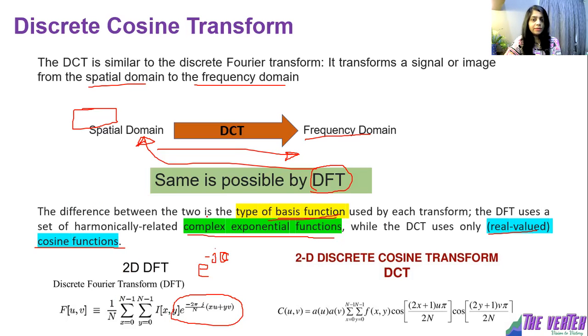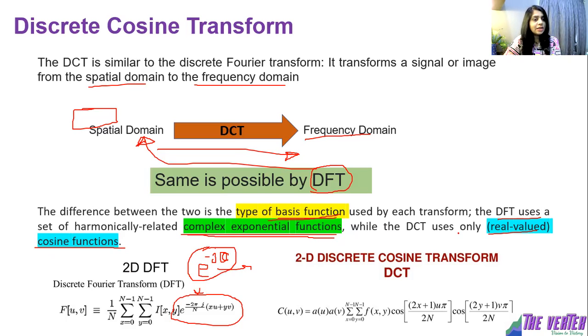So the difference between the two is the type of basis function. This basis function is different. This is the formula of DFT. DFT uses harmonically related complex exponential functions. So e raised to power minus j theta is a complex exponential function. There is a real part as well as an imaginary part available. It is cos theta minus j sin theta. So real as well as imaginary parts are available.